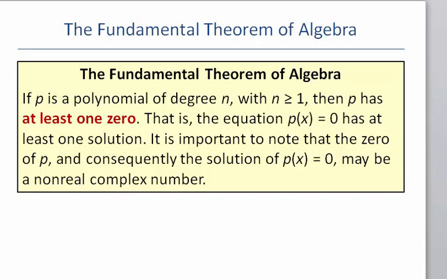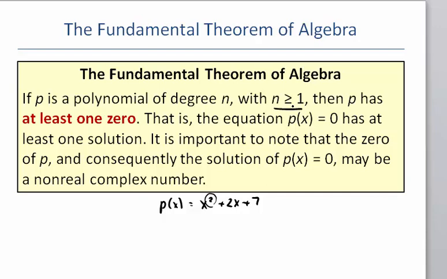The first one is the fundamental theorem of algebra. This says that if you have a polynomial of degree n, as long as your degree is greater than or equal to 1, then you are guaranteed to have at least one zero. So what this is saying is that if you have a function like x squared plus 2x plus 7, and your degree, which remember is your highest exponent, is greater than or equal to 1, you definitely have a 0. You might have more than 1, but you definitely have 1.